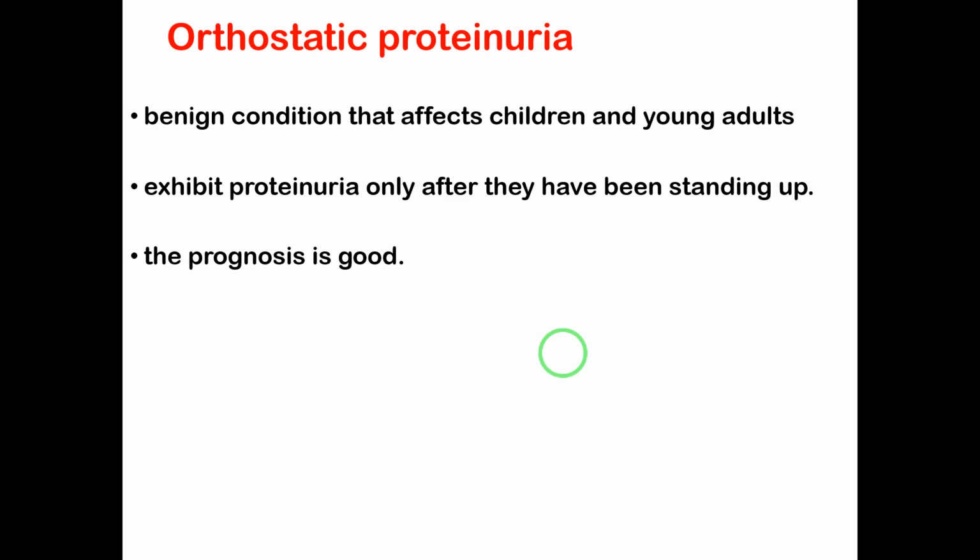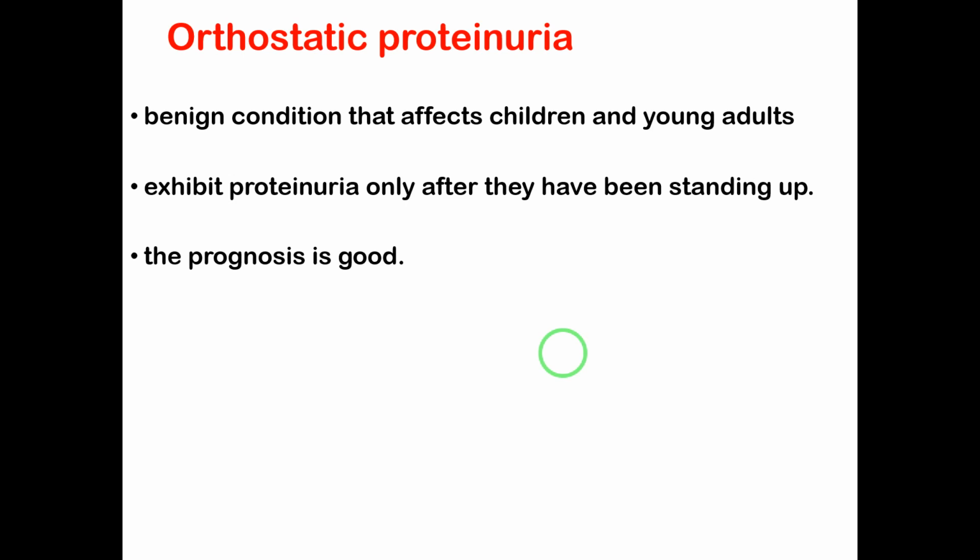We have a type of proteinuria called orthostatic proteinuria. This type usually occurs after standing for a long period of time, and after standing we will find that the proteinuria will occur. Certain age groups are affected more than others by this type, usually children and young adults, and it has a very good prognosis.